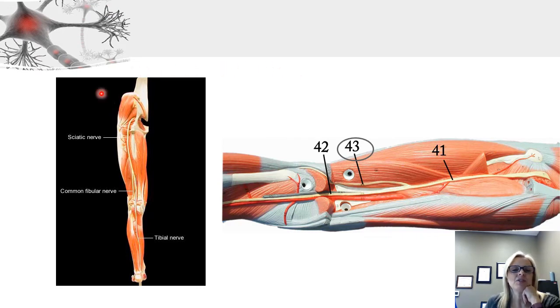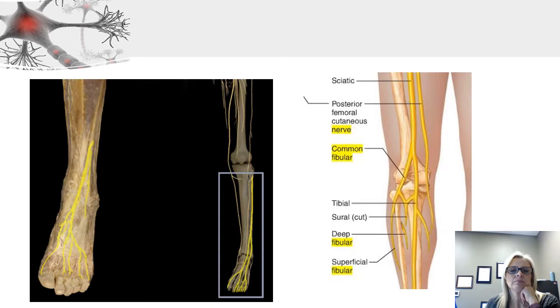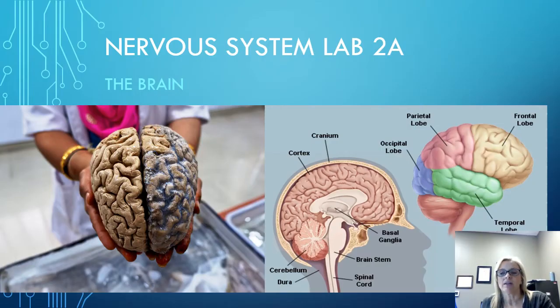All right, so you got three names here to pick on. Which one do you think this is? We are looking at number 43, this little one here on the side. Common fibular, otherwise known as the peroneal. This might be repeated. Oh well, if it is, it's okay. This one is near the skin, so it is superficial. It's the superficial fibular.